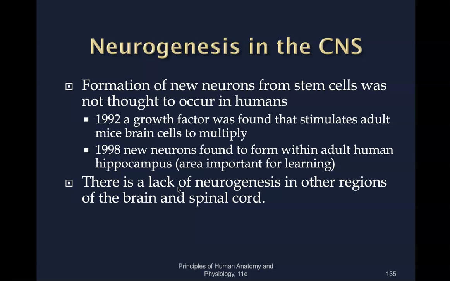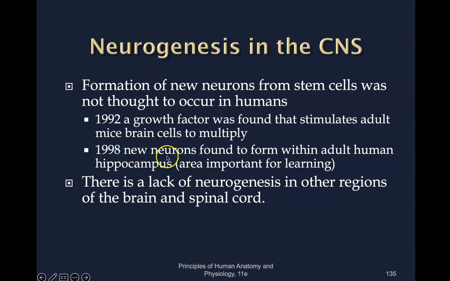So neurogenesis in the central nervous system: we really didn't think that new neurons could form from stem cells after birth, or especially after adulthood. So we thought once you become an adult, all the neurons that you have are the neurons that you have. And if you damage those neurons, say goodbye to them. They're gone. Now we found out that that's not true of all areas in the brain.